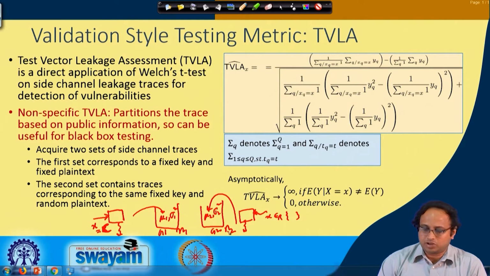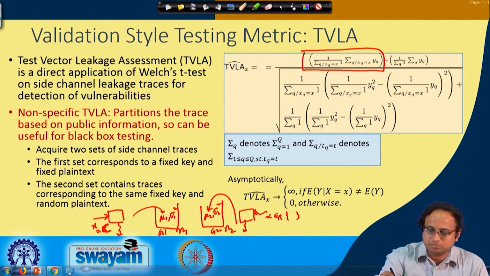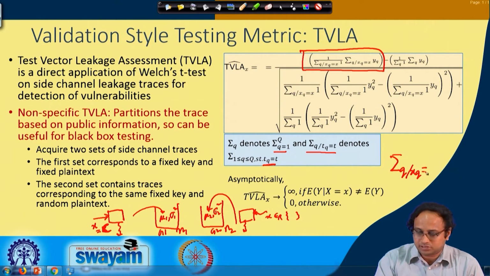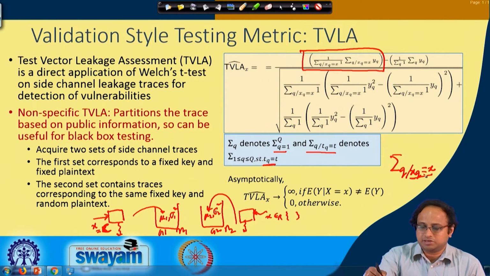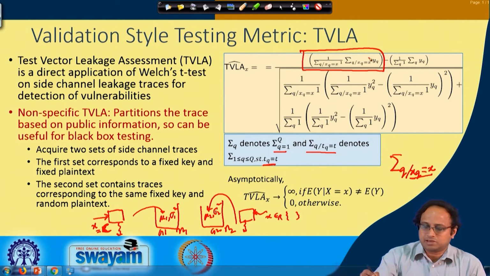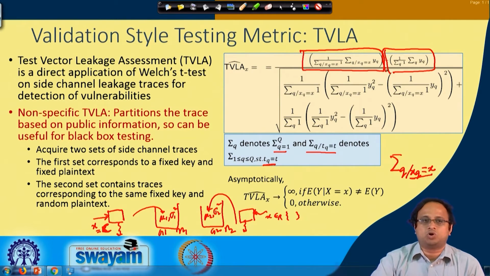So what I do here is this part, the numerator part, is nothing but the mean. You are adding up those Yq's, those traces for which your input is constant. You will see that I have used two sigma notations here. This notation, sigma over q with tq equal to t, means all those values for which tq is fixed to t. If I say sigma over q with xq equal to x, that means all those inputs for which the input is fixed to x. I am summing them up and dividing by the number of such values, which means I am calculating the mean in that case. Likewise, I am also calculating the other mean, over pretty much all the corresponding inputs.